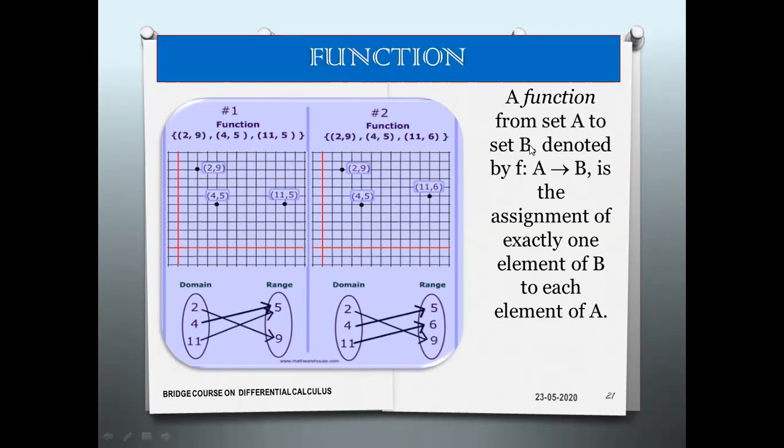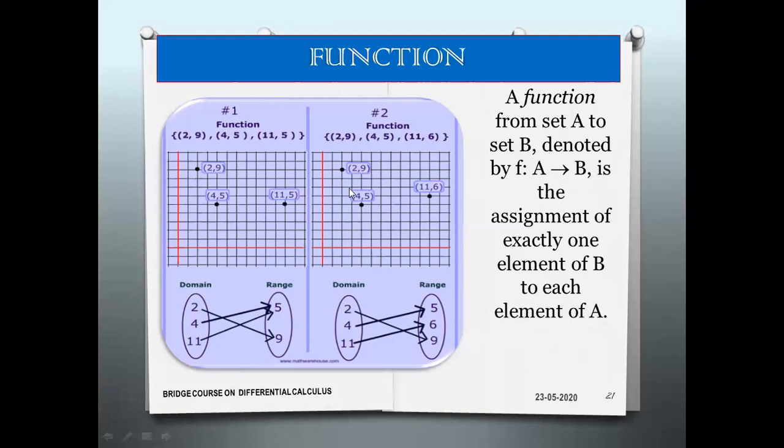A function from set A to set B. Set A is called the domain and set B is called the codomain. A function denoted by f is from A to B. It is the assignment of exactly one element of B to each element of A. This word exactly one is a very important point. You can assign only one element exactly for all points of A and some points of B. So here, 2 is mapped on to 9 and 4 is mapped on to 5 and 11 also is mapped on to 5. So this can happen, but for each element, exactly only one element is mapped.